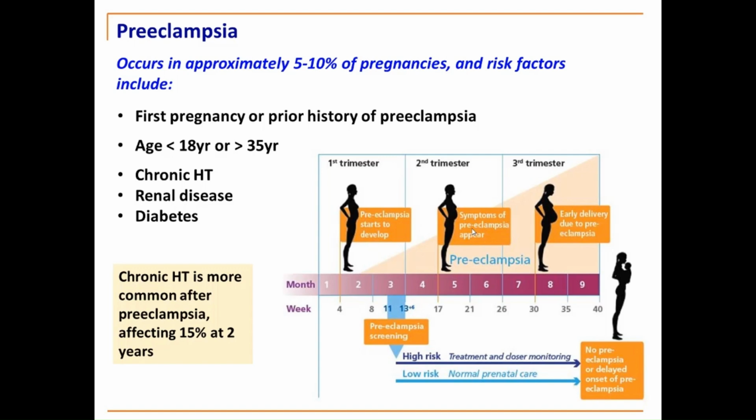So have a little look at this image showing how pre-eclampsia begins to develop. You can start to see that it starts to develop in the first trimester, and this is where you may start to look at pre-eclampsia screening, so looking for hypertension, for example. And if you're high risk, you may start treatment and closer monitoring, or if low risk, normal prenatal care. In the second trimester, you start to see the symptoms of pre-eclampsia, and then in the third trimester, of course, you may need early delivery due to severe pre-eclampsia.